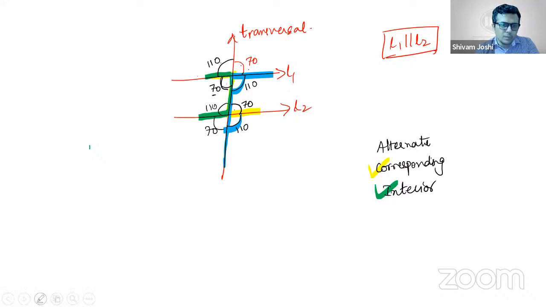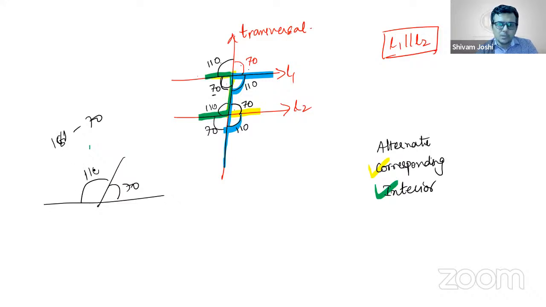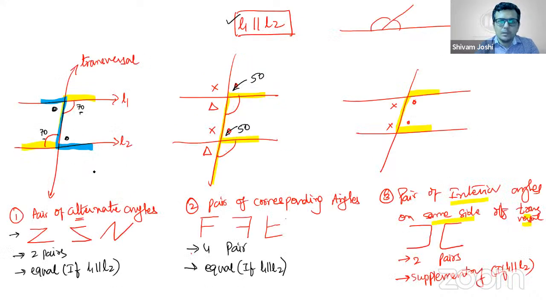How do we get 110? Because you have 70 as one of the angles here, right? This has to be supplementary of it because you have a straight line. On a straight line, you have a linear pair, which means an angle of 180. So 180 minus 70, the remaining is 110. Yeah, this is the previous slide.